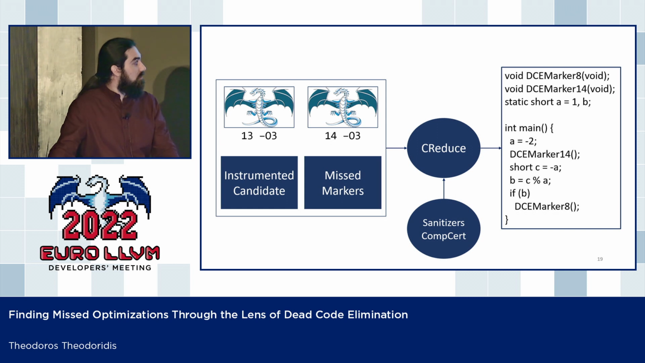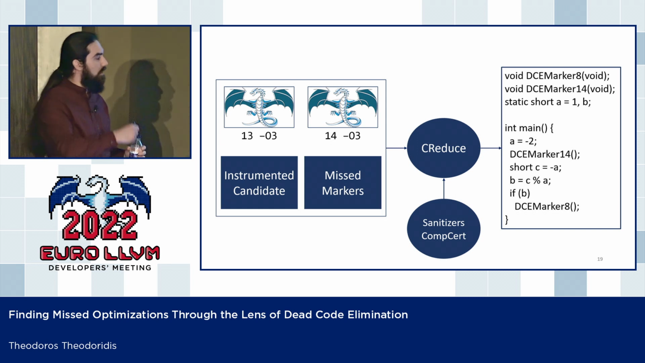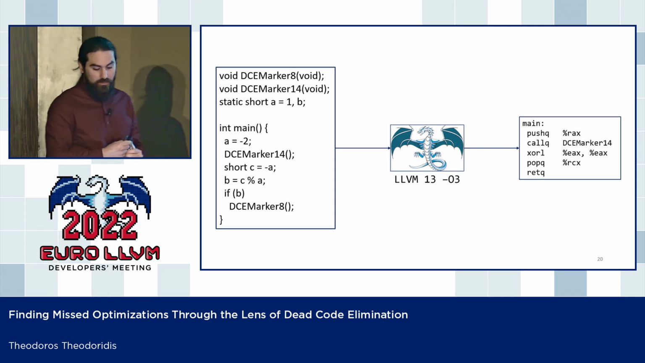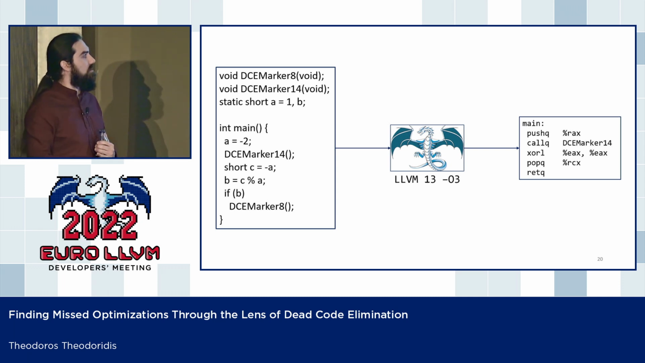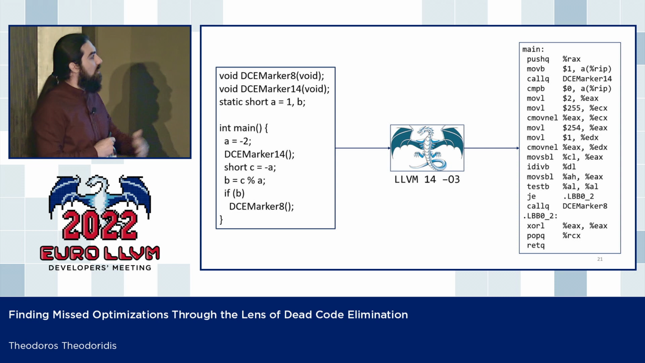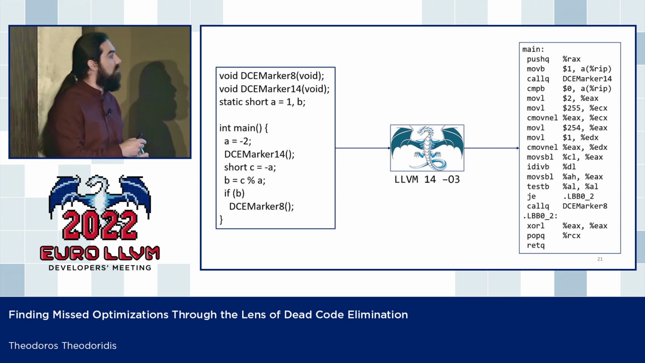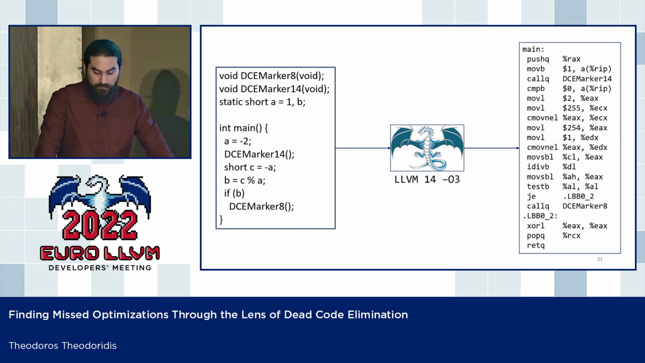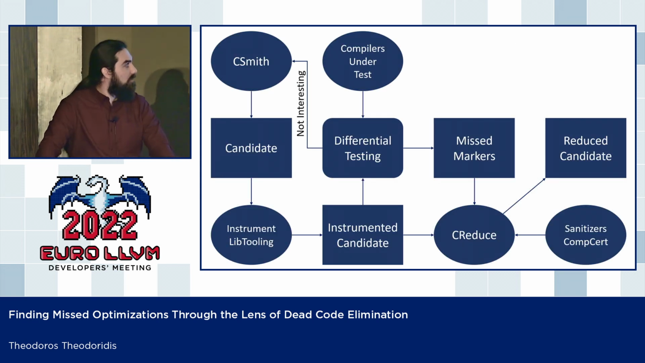And now the output is this. So in this test case, the problem is that LLVM 14 cannot remove the last marker, so if BDC marker 8. This call. And we can verify that this is the case by just running the two compilers. So if we run it with LLVM 13 at O3, we see that the output is this one, so these 5 instructions. And now if we run it with 14, we see that, well, something must have gone wrong. Now the compiler has generated 5 times as many instructions, so it probably cannot simplify something. And this is the whole pipeline for finding such reduced test cases.